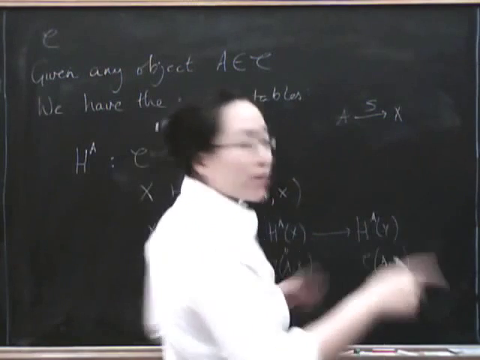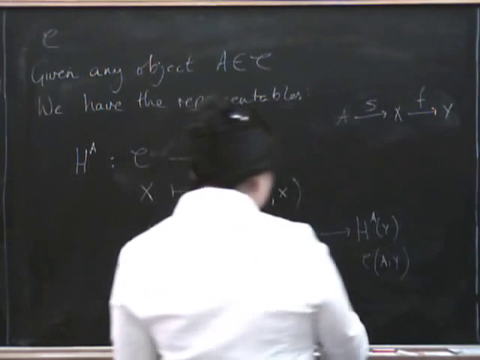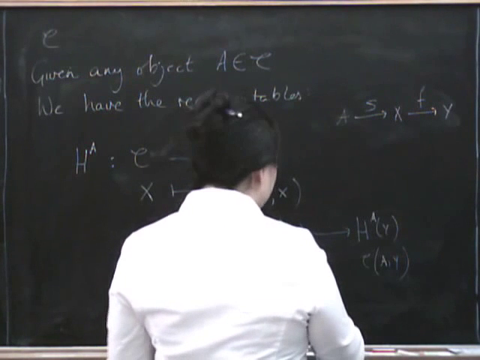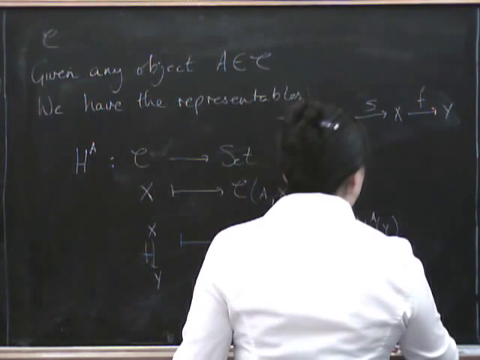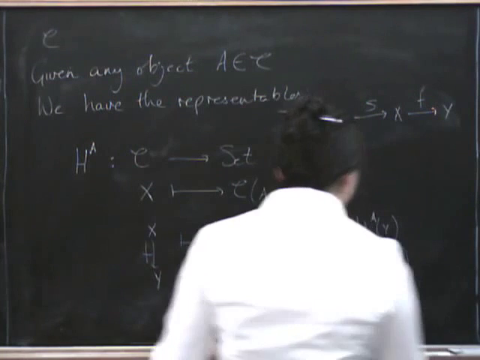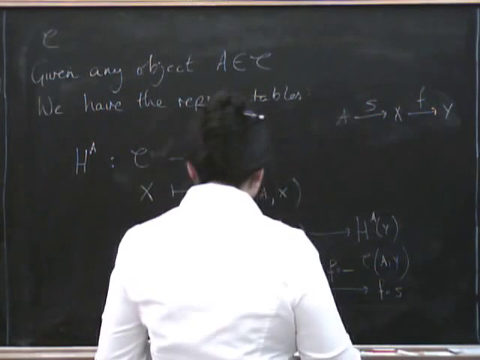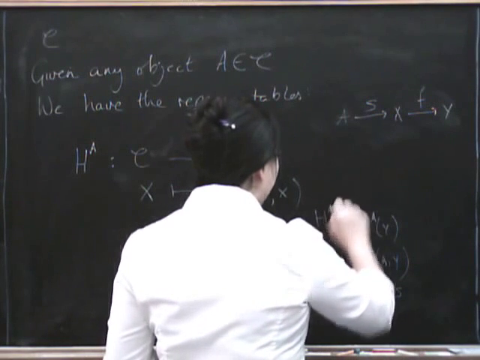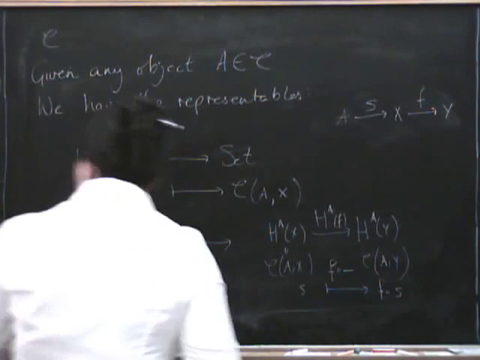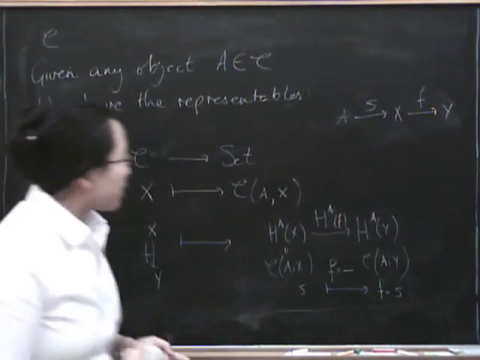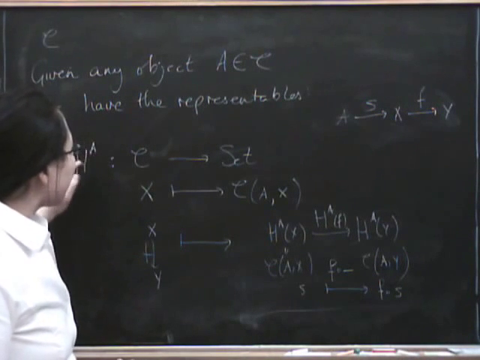Oh, well, there's only one possible thing we could do, and that is post-compose by f. So here we're starting with something from A to X called s, and it is going to be sent to f composed with s. So this is post-composition. We could write that as f composed with blank, and it's the functor H upper A applied to the morphism f. So that's the other representable.